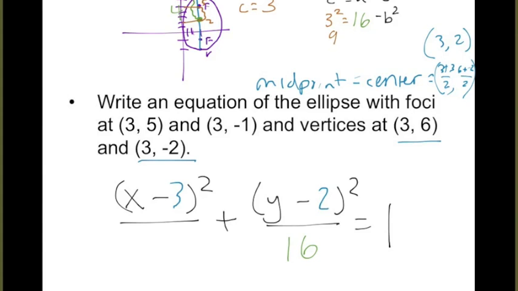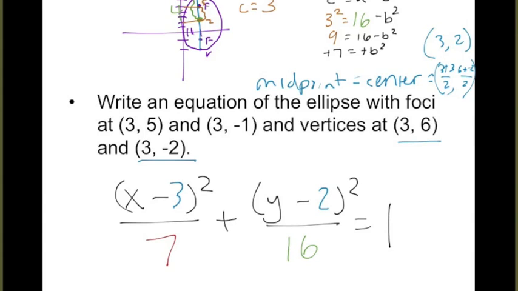So we get 9 is equal to 16 minus b squared. Negative 7 is negative b squared. So 7 is b squared. And that's what goes in the equation. We don't want to take a square root because we want everything squared in the equation anyway. We squared the 4 before we put it into the equation, so we want b to be squared in the equation as well.